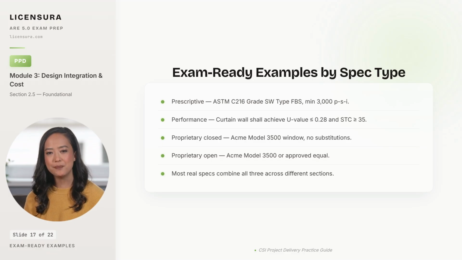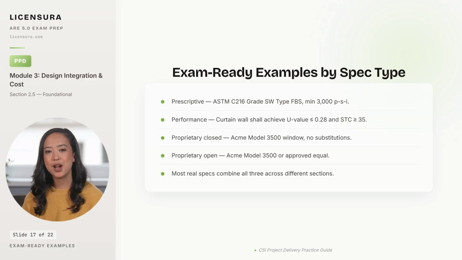Prescriptive. Brick shall be ASTM C216, grade SW, type FBS, with minimum compressive strength of 3,000 pounds per square inch. Notice that every dimension and property is named, and the contractor's only freedom is choosing among brands that meet that exact spec. Performance. Curtain wall system shall achieve a U value of 0.28 or better and an STC rating of 35 minimum. Notice that no product is named, only the result, with the contractor free to choose how to achieve it.